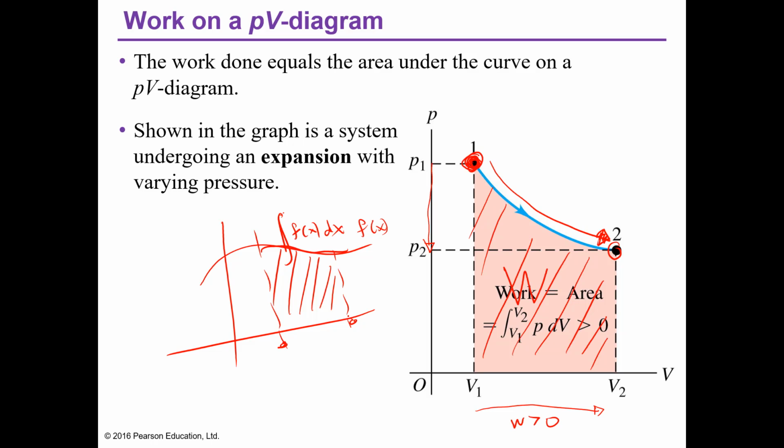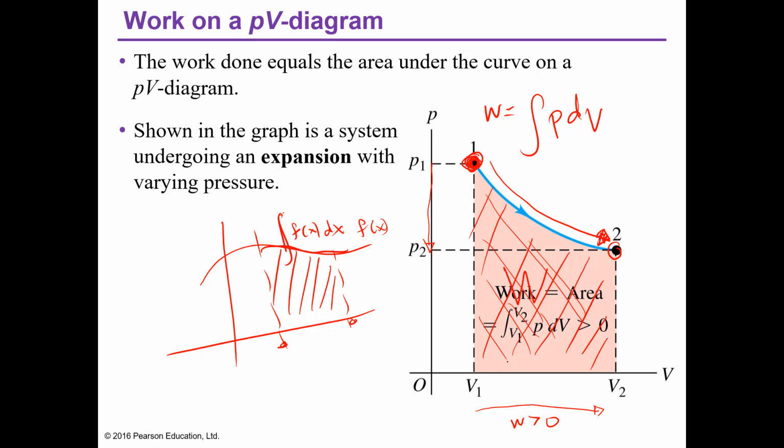So if I want to get the work based only on the PV diagram, the work done under the curve is just the area under this curve. So I can get the work done under that curve, and that is equal to what? Work is equal to the integral of P dV. So it is positive. Why is it positive?